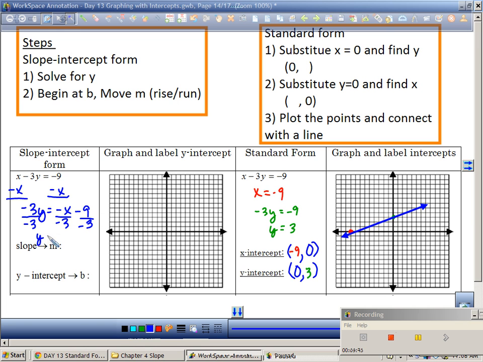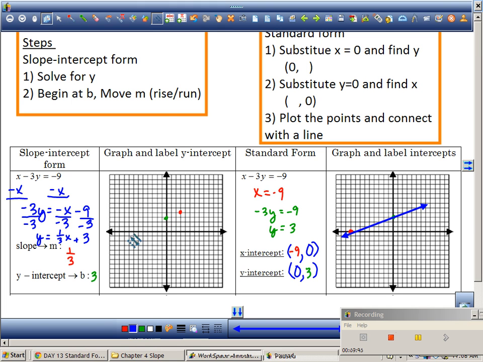So y equals 1/3 x plus 3. What is my slope? 1/3. And what's b? I think it's positive 3. See how you can make more mistakes on this method than this one? So here's 3. And I'm going to rise up 1 and over 3. And my line is the same. Question? I'll give you guys a second to copy that down.